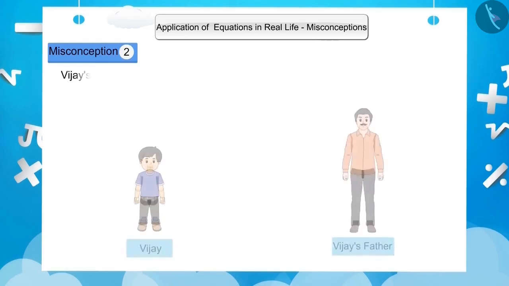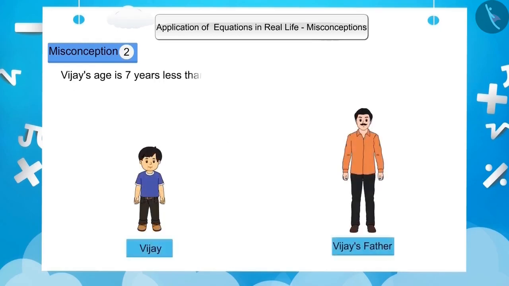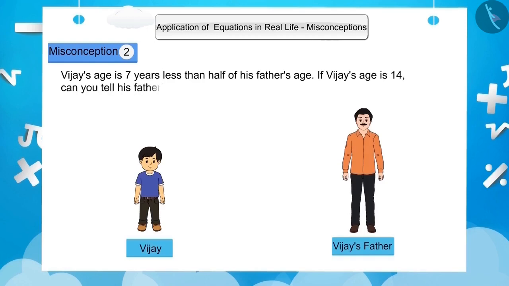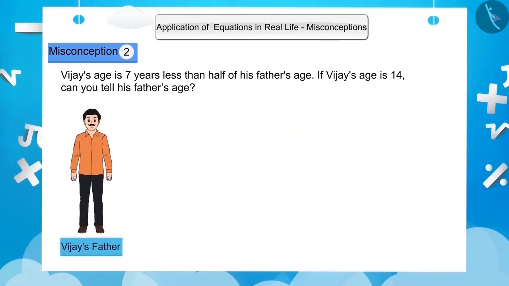While transposing the term in an equation, children often make mistakes in the operation of division and multiplication. Let's look at this example. Vijay's age is 7 years less than half of his father's age. If Vijay's age is 14, can you tell his father's age? Can you represent this condition as an equation?